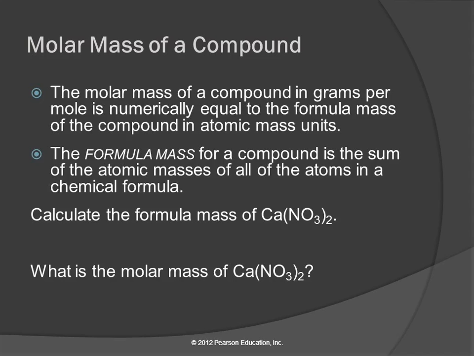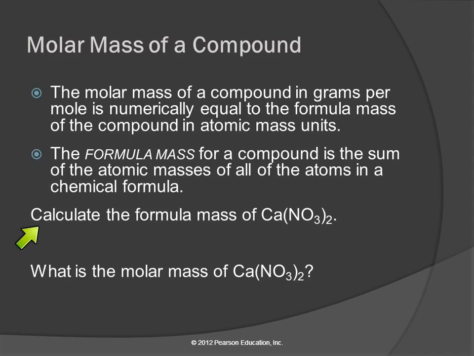So the molar mass is numerically equal to the formula mass. The formula mass was the mass of 1 formula unit or 1 molecule. The molar mass is the mass of a mole of those things. And so they're calculated in the same way. The only difference is that the unit is different. A molar mass gives us grams, and that's what's useful.